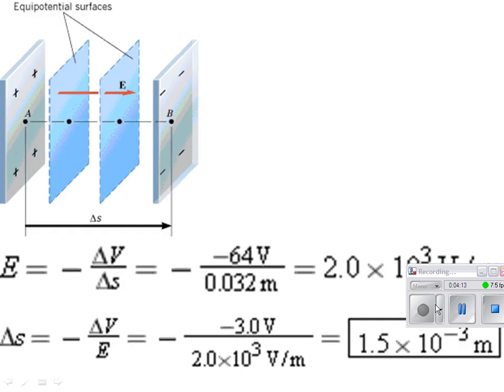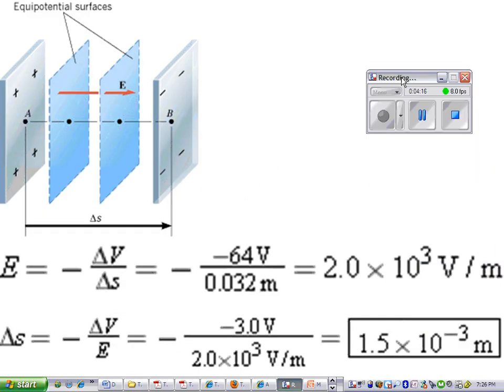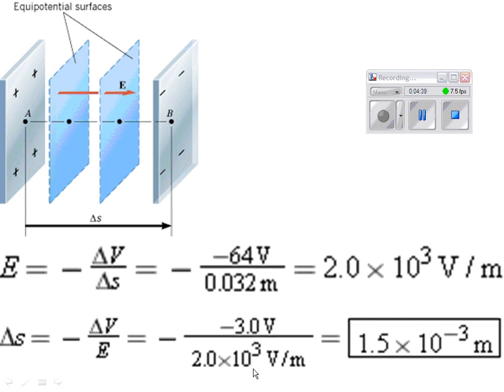So here we have it. We found the electric field between the two plates, which was negative 64 volts over 0.032 meters, giving us 2,000 volts per meter. And then we use this equation again, but now for the shorter distance that we wanted to calculate. We knew the potential difference was negative 3 volts, and the electric field was 2 times 10 to the third volts per meter that we calculated earlier. So the displacement between those surfaces is 1.5 times 10 to the negative 3 meters.